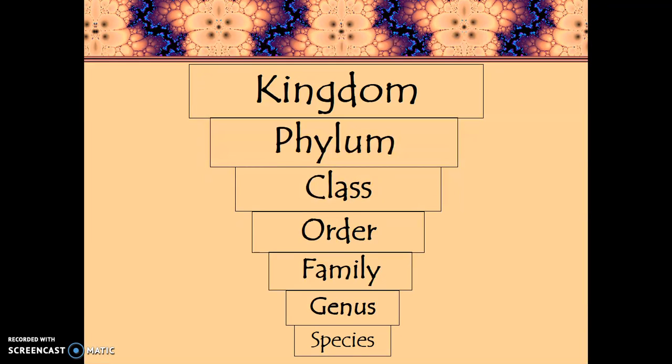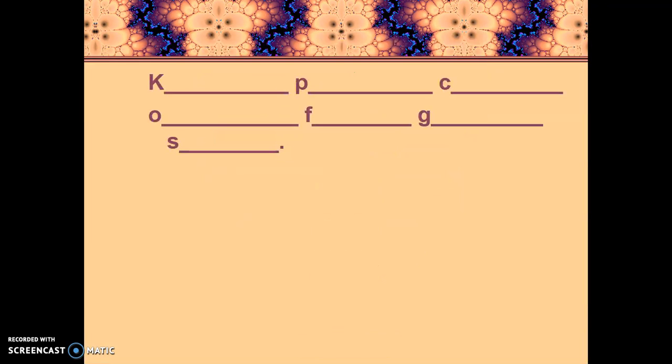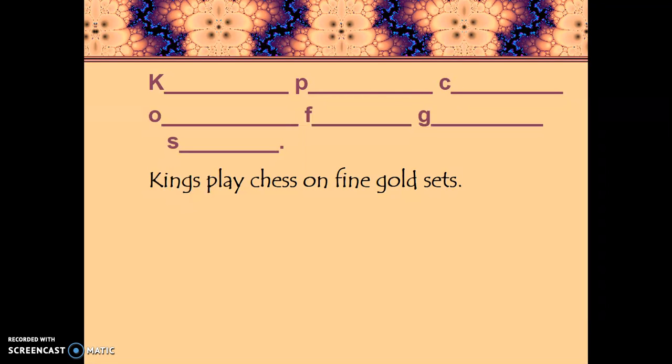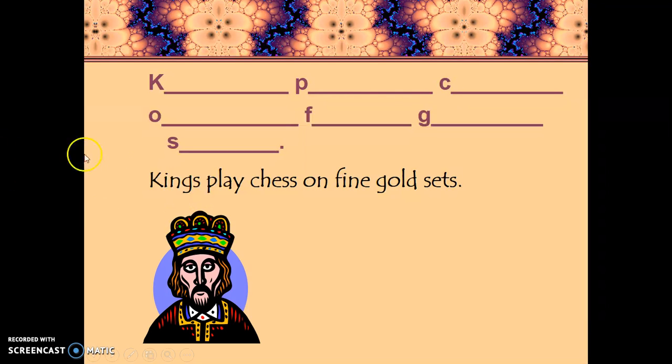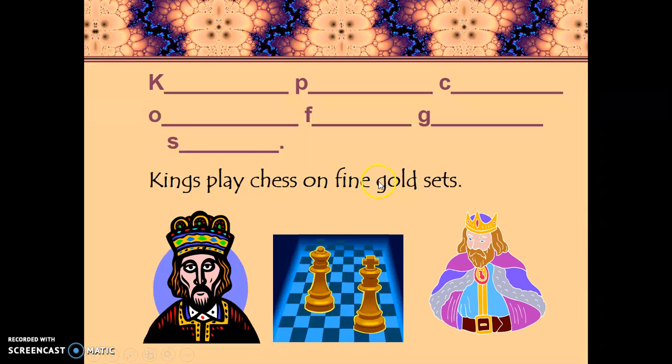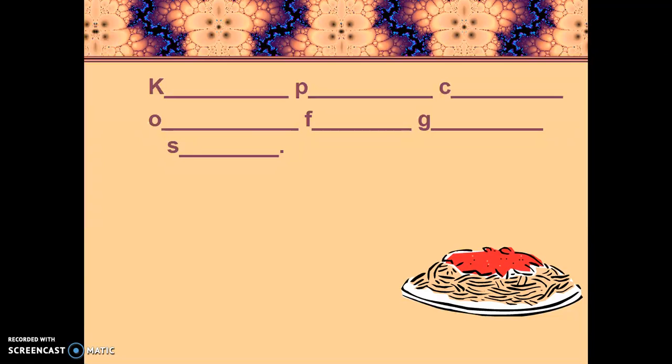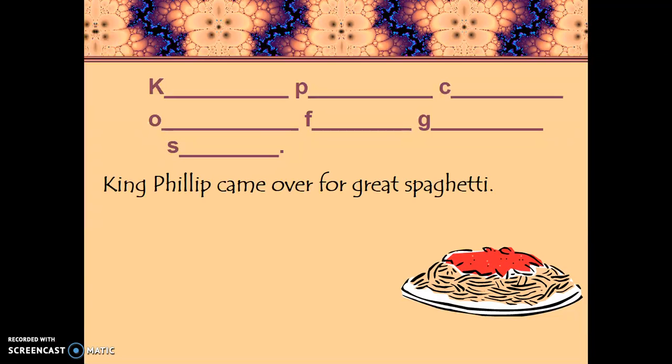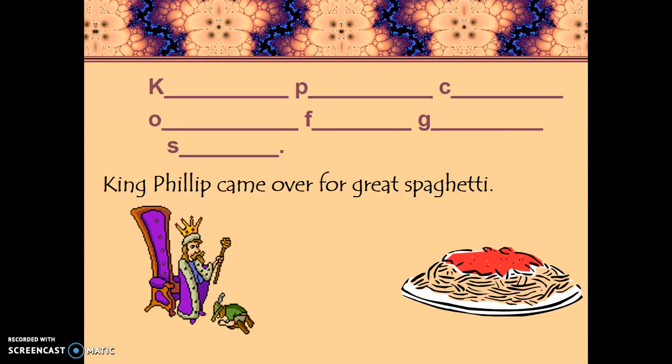Sometimes people like to use sentences to help them remember stuff. So a couple of sentences for these. We have kings play chess on fine gold sets. So kingdom, phylum, class, order, family, genus, species. Okay? Kings play chess on fine gold sets. The one that I learned when I was in high school and that I still use to help me remember, because I don't remember the order, I remember the sentence and that helps me, is King Philip came over for great spaghetti. Okay? That's the one that I remember.